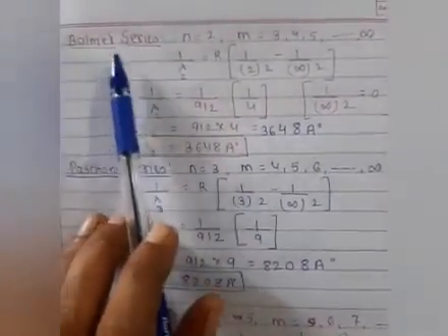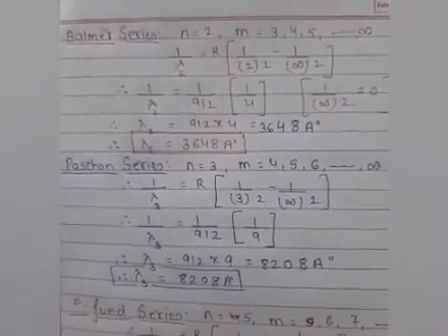So here the Balmer series, as you know very well, the Balmer series condition, that is, the series starts from the second level. We are talking about the visible light.